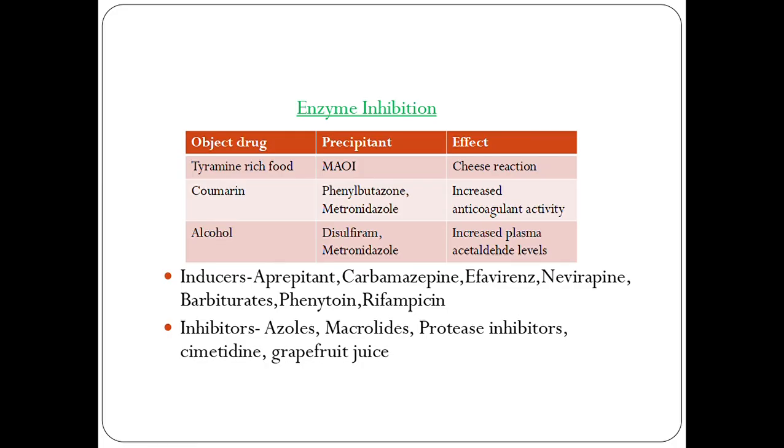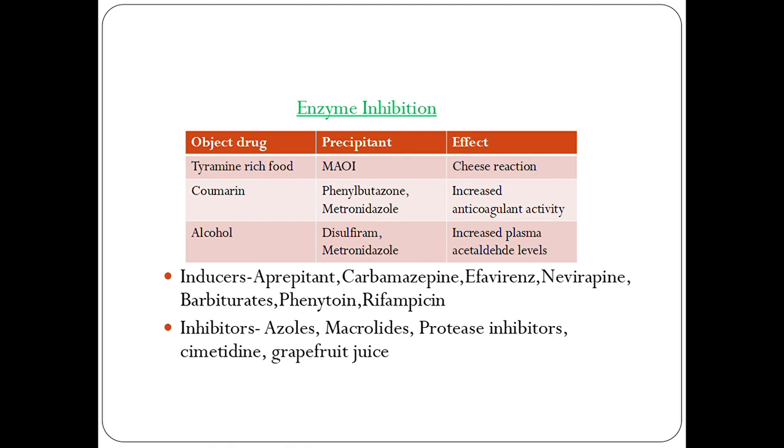Then another example is coumarin, the object drug. Precipitant is phenylbutazone or metronidazole. If you give coumarin along with phenylbutazone or metronidazole, there will be increased anticoagulant activity of coumarin due to enzyme inhibition. And here another example is the object drug alcohol. Precipitant is disulfiram or metronidazole. If you give alcohol along with disulfiram and metronidazole, then there will be increased plasma acetaldehyde levels.